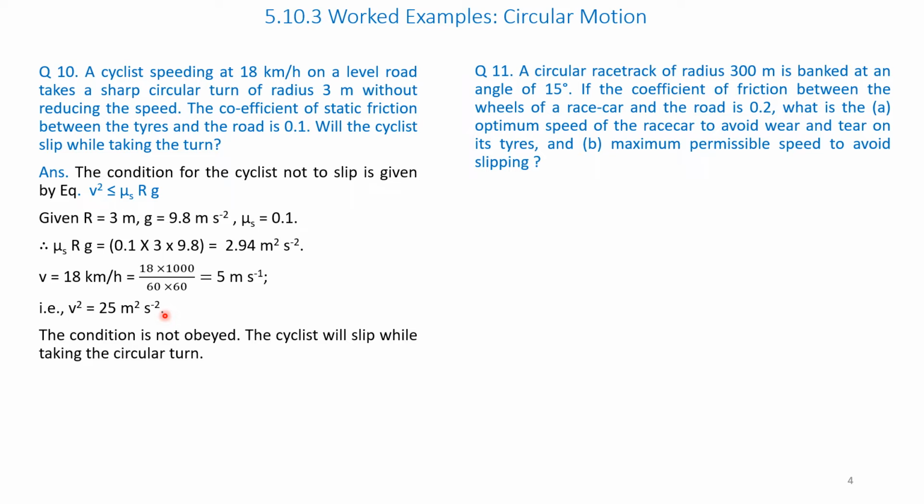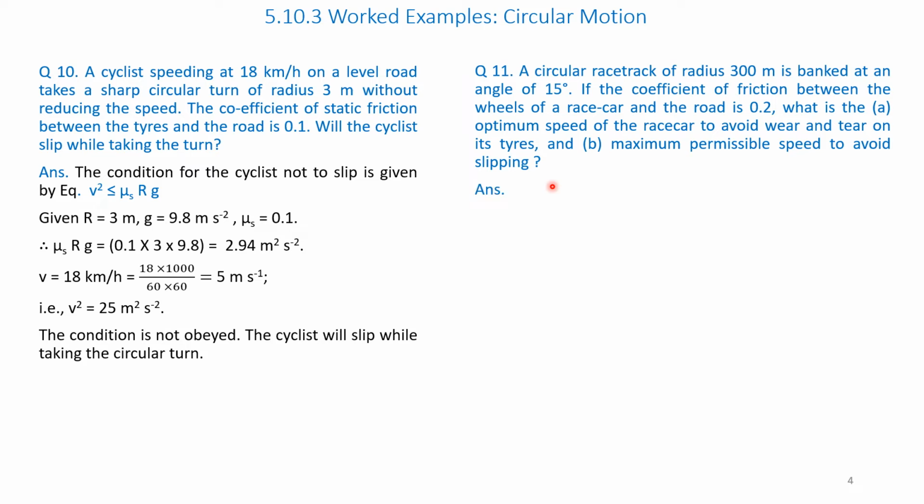A circular racetrack of radius 300 meters is banked at an angle of 15 degrees. That is, theta is equal to 15 degrees. If the coefficient of friction between the wheels of a race car and the road is 0.2, what is (A) the optimum speed of the race car to avoid wear and tear on its tires, and (B) the maximum permissible speed to avoid slipping?